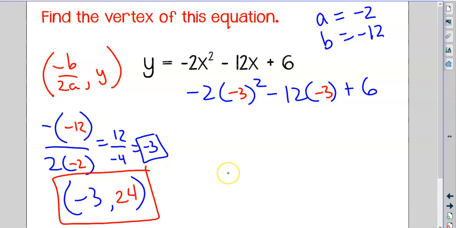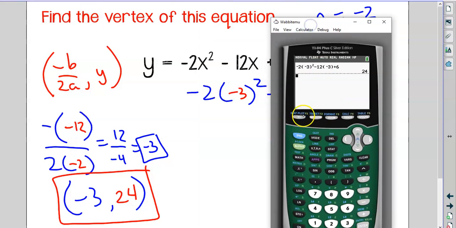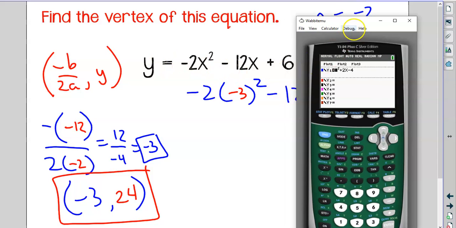Now, here's the thing. You might be asked to find the vertex algebraically, but you can always use your calculator to check. I'm simply going to type this equation into my y= button. Right? So let's see. I've got -2x² minus 12x plus 6. Oops, I forgot my x. Now, it seems like my answer is going to be way up, or negative 324. So I'm probably not going to be able to see it on my graph here. Yep, see how it goes off the screen?